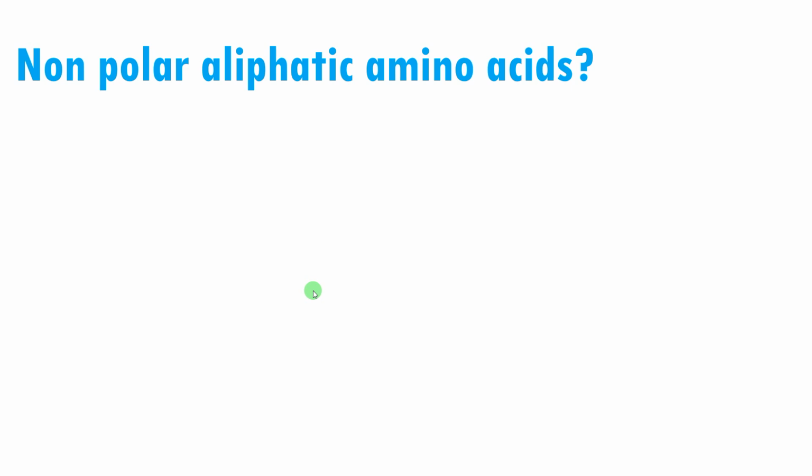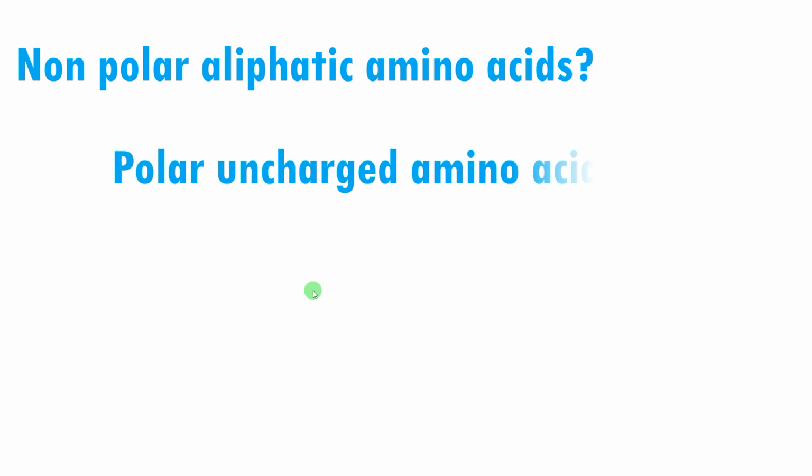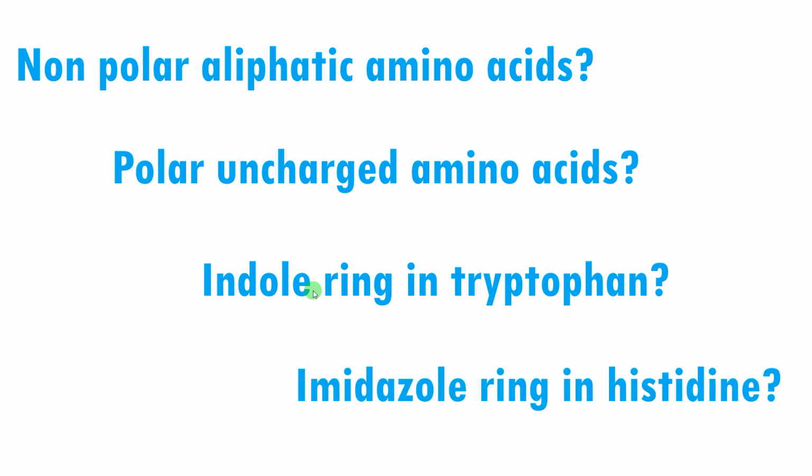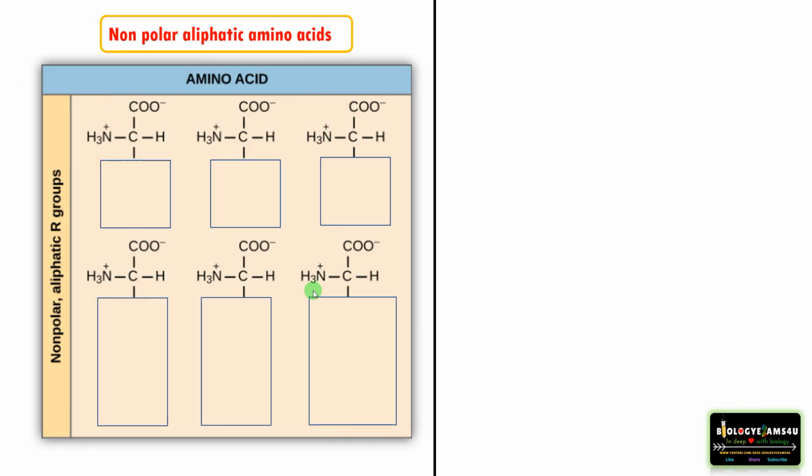Why are some amino acids classified as non-polar aliphatic amino acids while some are polar but uncharged? What is the indole ring in tryptophan or imidazole ring in histidine? What does it actually mean? In this video, let us understand the classification of amino acids based on the properties of their side chains or R groups. The first class is non-polar aliphatic amino acids.